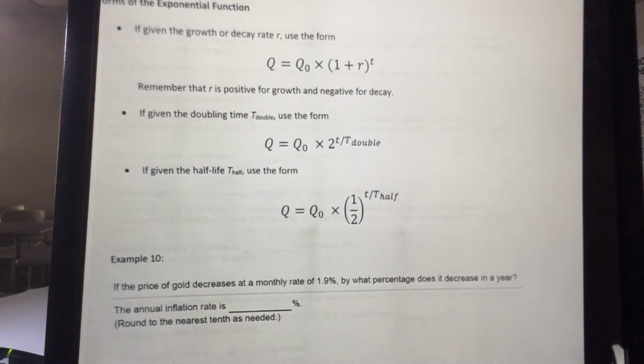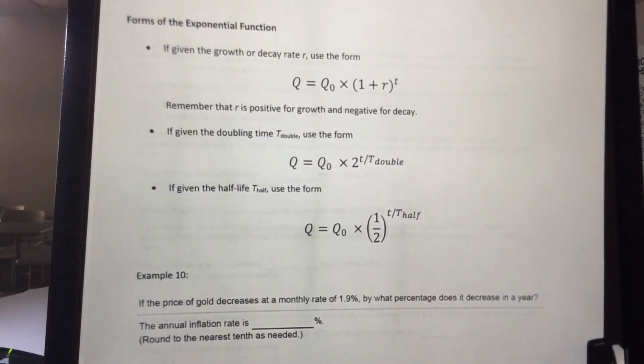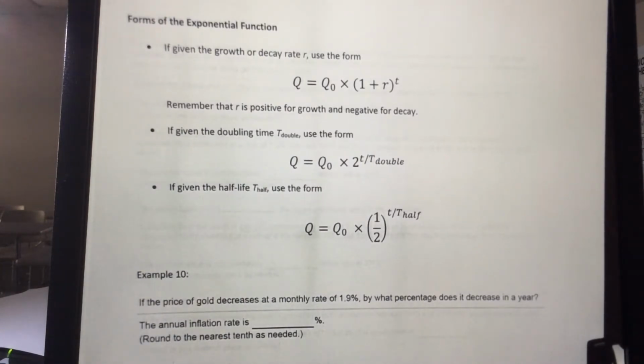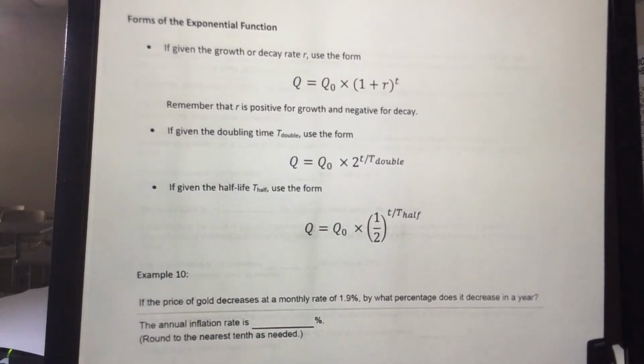Okay. Now the forms of the exponential function. If given the growth or decay rate R, then you're going to use that form: Q equals Q sub 0 times the quantity 1 plus R raised to the T, which is what we did. And keep in mind that R is positive for growth and negative for decay. If you're given the doubling time, which is T sub double, you're going to use the form Q equals Q sub 0 times 2 raised to the T divided by T sub double. And if given the half-life, which is T sub half, you're going to use the form Q equals Q sub 0 times 1/2 raised to the power of T divided by T sub half. Okay. Now these last two we've done in one of the other videos in chapter 8, I believe.